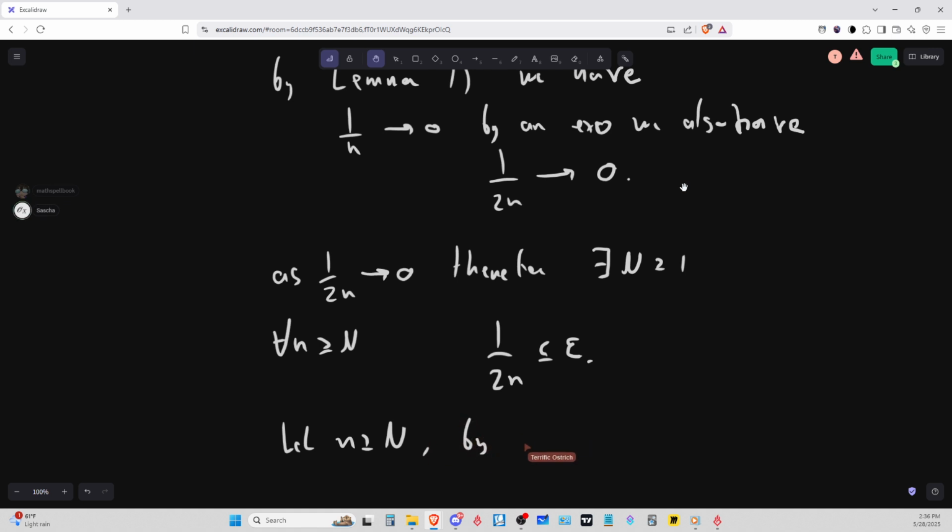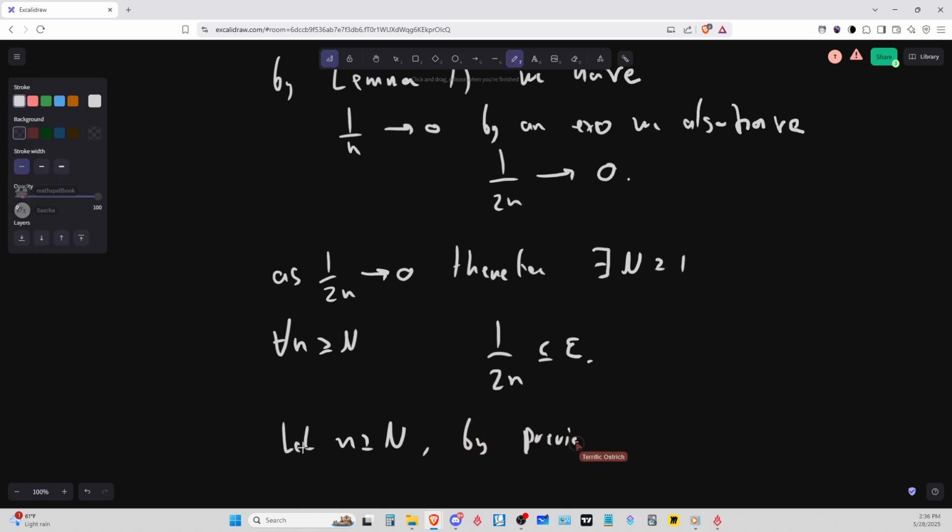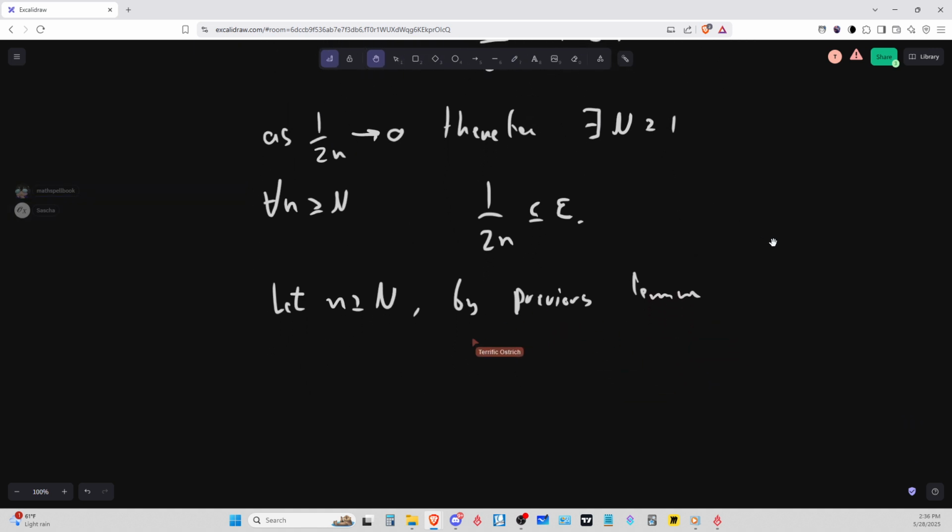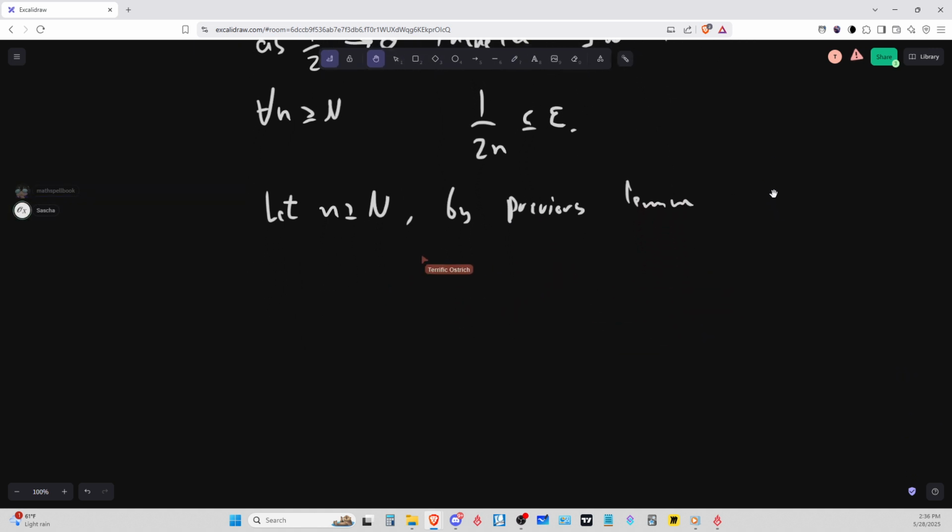By the previous lemma, what it was saying is that 2 to the n is always bigger or equal to 2n, right? But now I can flip those, and I will reverse the inequality sign. I will get this, right? Okay.